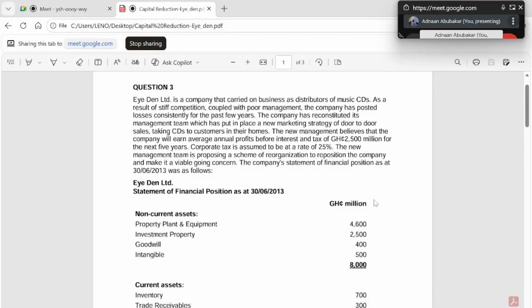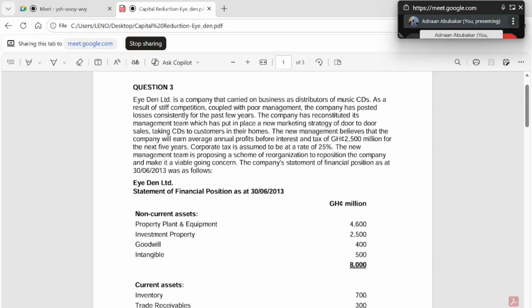Ed Limited is a company that carried on business as a distributor of music CDs. As a result of stiff competition, coupled with poor management, the company has posted losses consistently for the past few years. The company has reconstituted its management team, which has put in place a new marketing strategy of door-to-door sales, taking CDs to customers in their homes. The new management believes that the company will earn annual profit before interest and tax of 2,500 million for the next 5 years. Corporate tax is assumed to be at the rate of 25%. The new management team is proposing a scheme of reorganization to reposition the company and make it a viable going concern. The company's statement of financial position as at 30th June 2013 was provided.